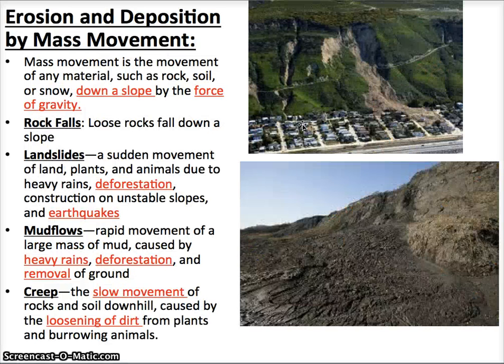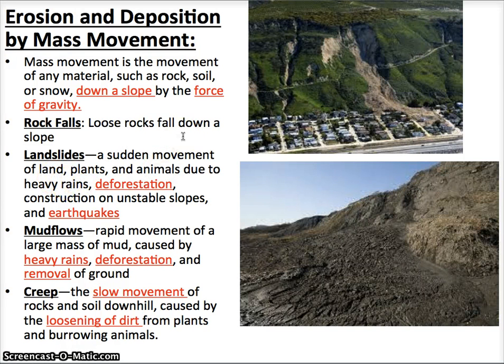Lastly, let's talk about the erosion and deposition by mass movement. Mass movement is a movement of any material like rock and soil or snow down a slope by the force of gravity. I'm just going to briefly mention some of the major types of mass movement. The first one is rockfall. That's just when loose rocks fall down a slope, and that's going to cause some erosion of rock.